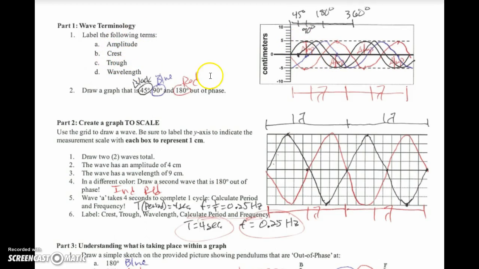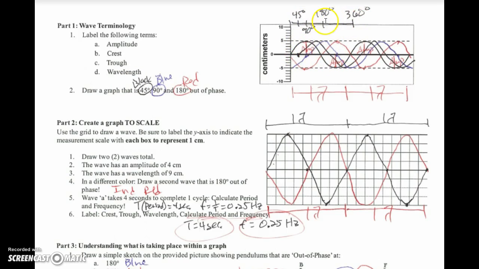We should be labeling those wavelengths here. Notice wavelength is where a wave starts and goes through a full cycle. This has 2 full wavelengths here. Drawing them in phase and out of phase, I think you need to make sure that you draw and label the one cycle here at the top.